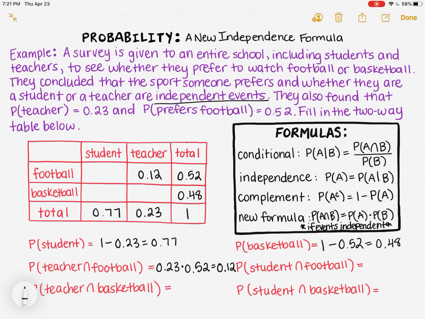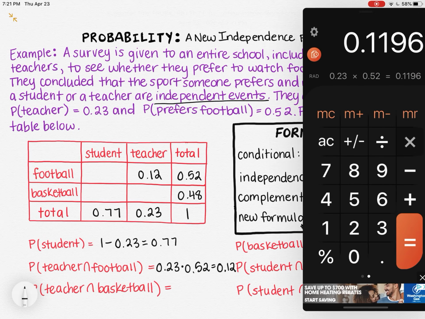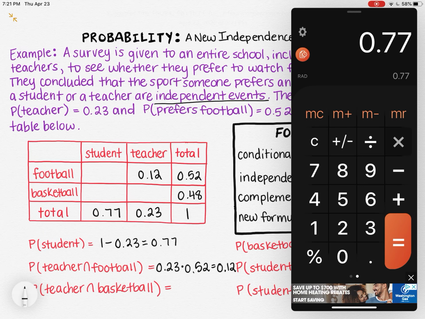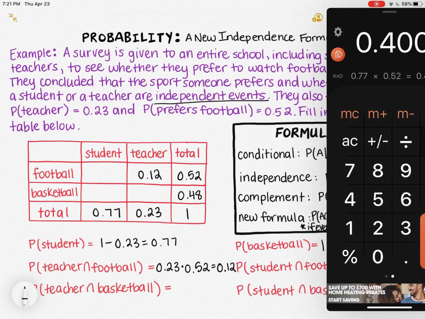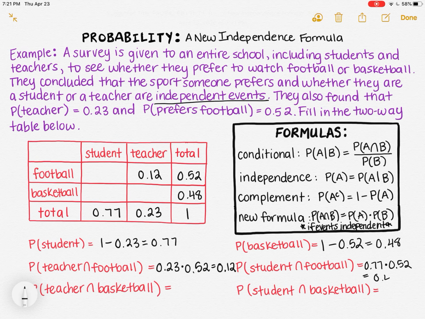Now we can do the same thing to find the probability that someone is a student and they prefer football. So I'm going to take the probability that someone is a student, which is 0.77, and multiply that times the probability that someone prefers football, which is 0.52. And I can put that in my calculator to get 0.77 times 0.52 gives me 0.40. And I'm going to put that in the box that corresponds with student and football.